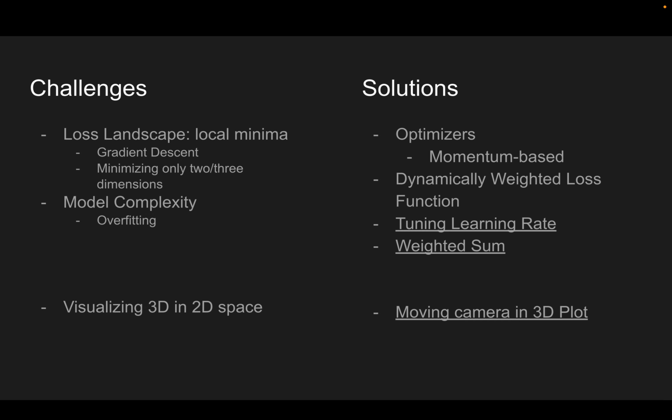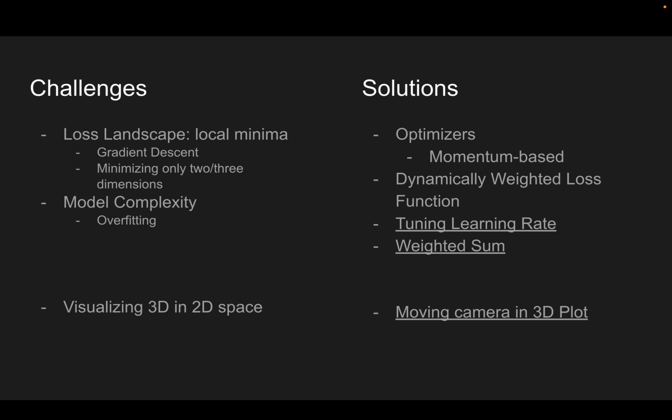So to combat these challenges, we were thinking through different solutions. We played around with different optimizers for the model. We looked into momentum-based optimizers. We also looked at dynamically weighted loss functions to try to help us escape these local minima. But what ended up working for us was actually tuning the learning rate and using a weighted sum for the loss function. That is what allowed us to train the model and overcome these challenges. And for visualization, we decided to have a moving camera in a 3D plot to help represent our 3D stuff in 2D space.